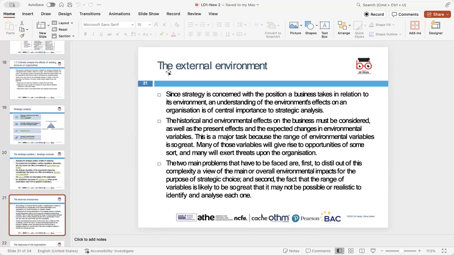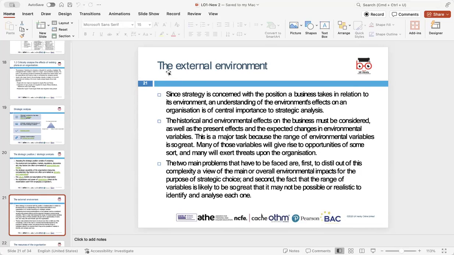External environmental impact on strategy. The environment plays a critical role in shaping an organization's strategy. It is important to consider historical effects, current effects, and future changes. So, historical effects, how past environmental factors have influenced the organization. Current effects, the impact of current environmental conditions, and future changes, anticipated changes in environmental variables.